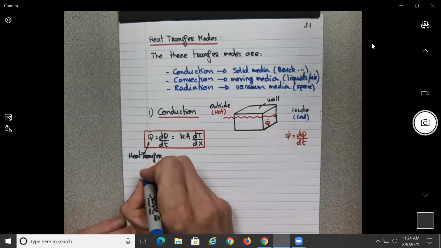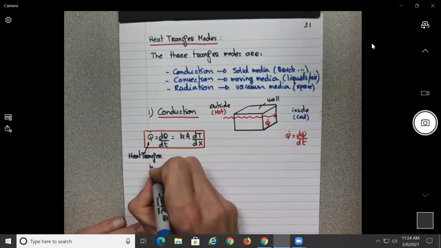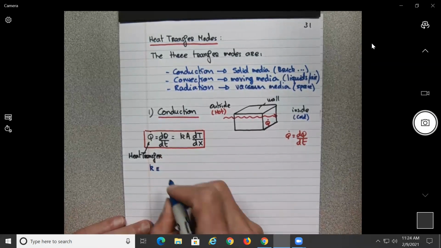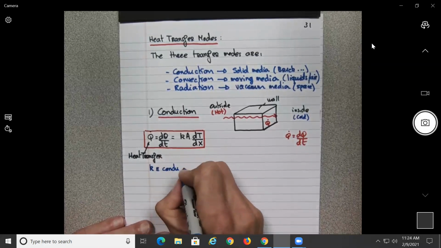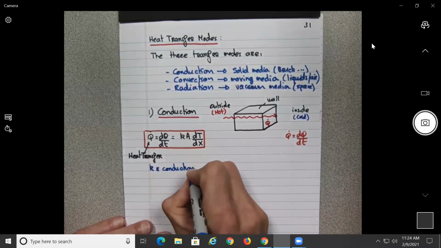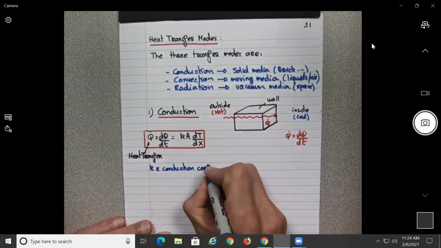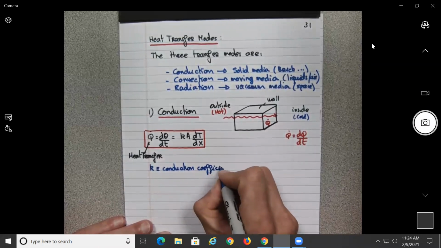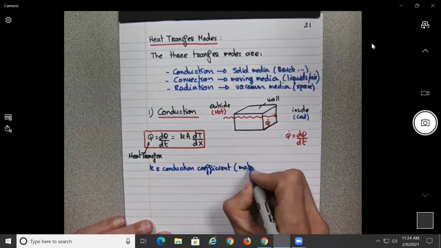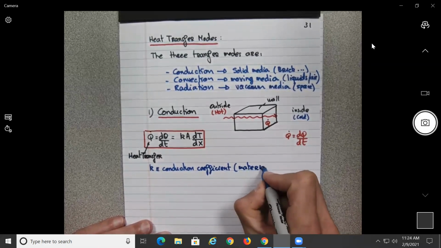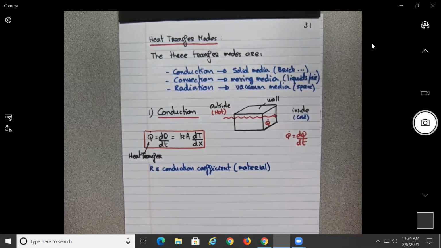Okay, so K is related to the material and is known as the, it's not rocket science, conduction coefficient, and this one is related to the material.